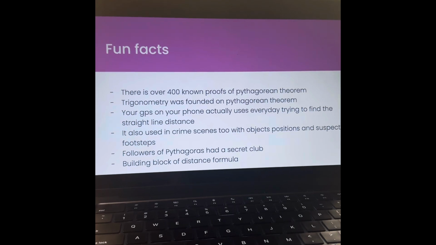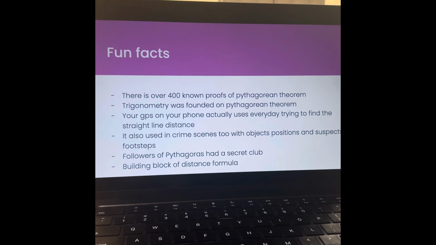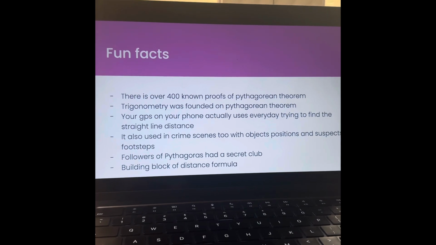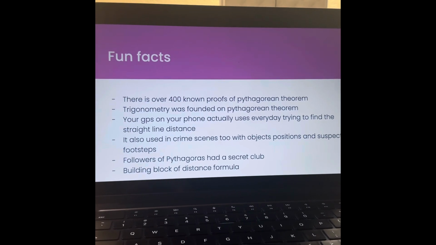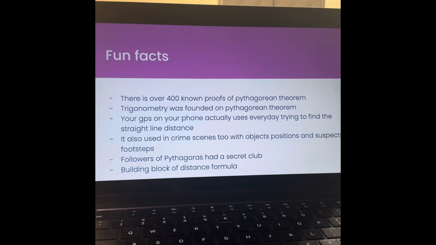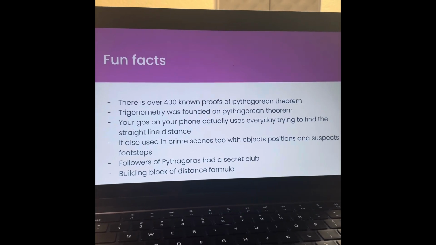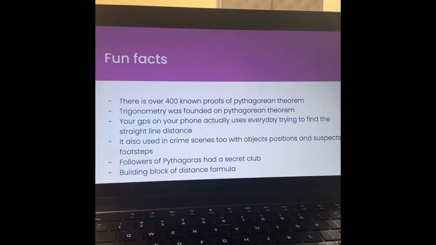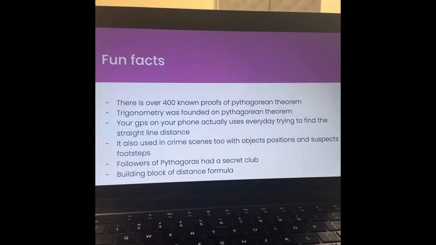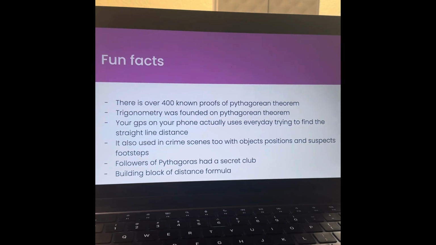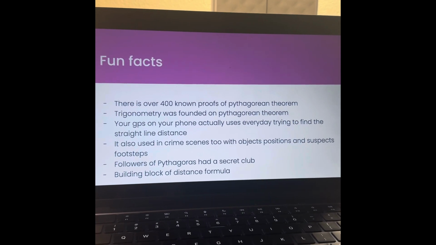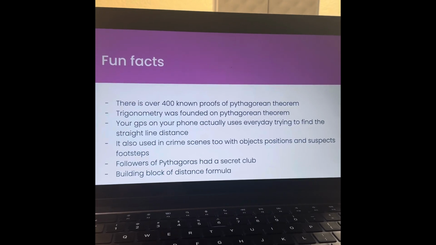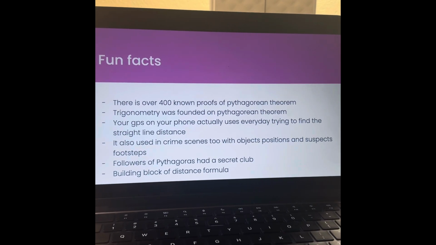Fun facts. There are over 400 known proofs of the Pythagorean theorem. One of these is the paper folding method that many people use. Trigonometry was founded on the Pythagorean theorem. Your GPS on your phone actually uses this every day, trying to find the straight line distance to your destination. It's also used in crime scenes too, with objects' positions and suspects' footsteps. Followers of Pythagoras, who founded the Pythagorean theorem, also had a secret club.